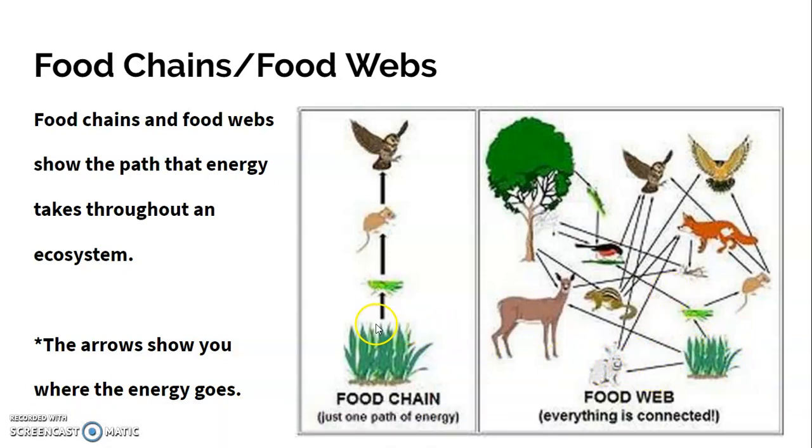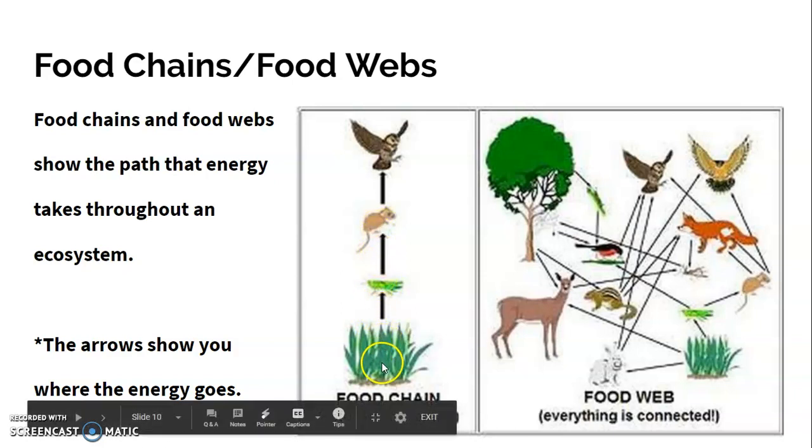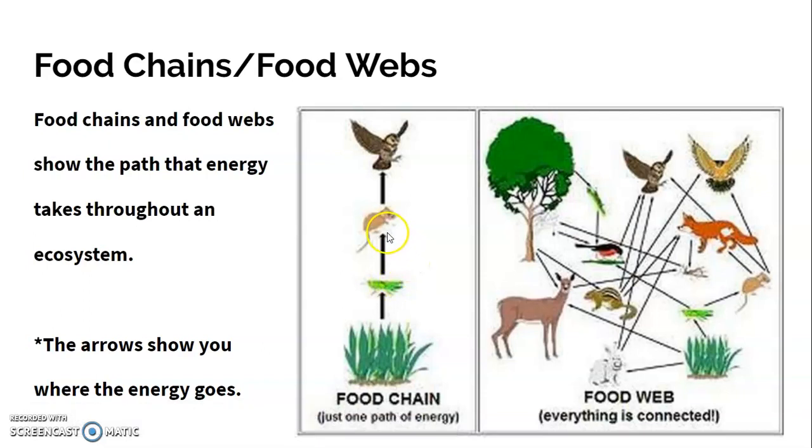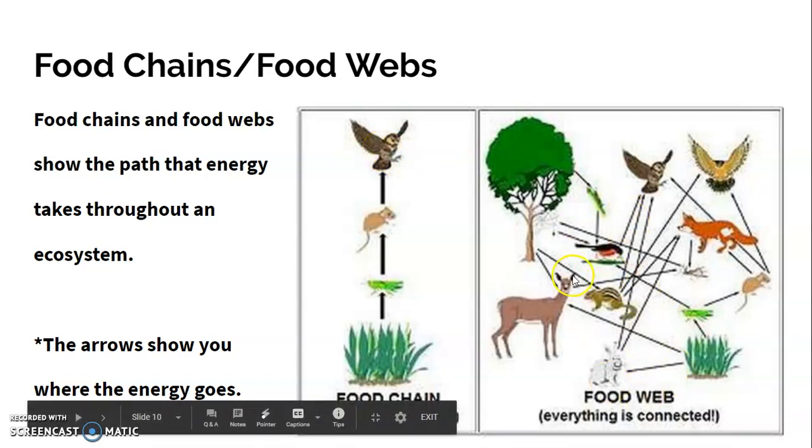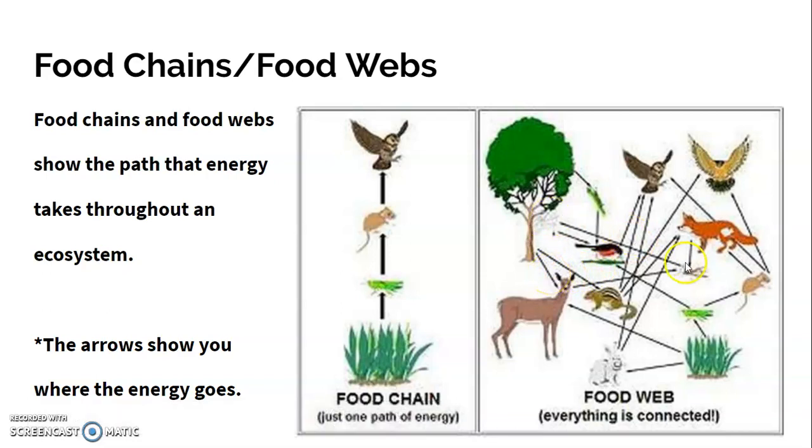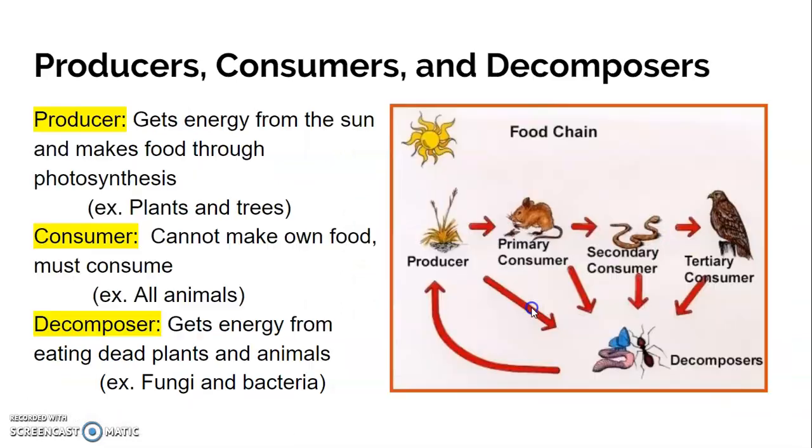But again, remember, the arrows show where the energy goes. So the energy from this plant goes into this grasshopper. The energy from this grasshopper goes into this rat. The energy from the rat goes into the owl. Okay? And then again, a food web is a bunch of food chains just put together. Follow the arrows, and that's where the energy goes.